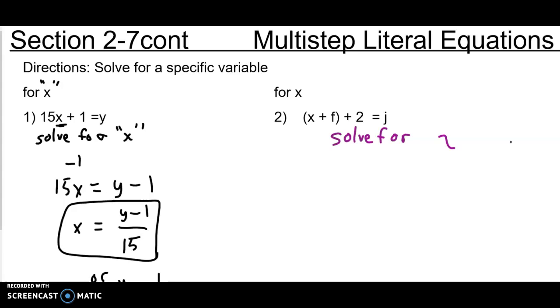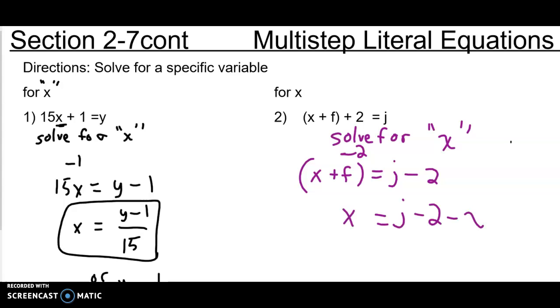So we're going to solve for x by minusing 2. And by minusing 2, we now have j minus 2 on one side. Keep going. We haven't solved for x yet. In this case, we're going to have to subtract f. Now we know we're finished.